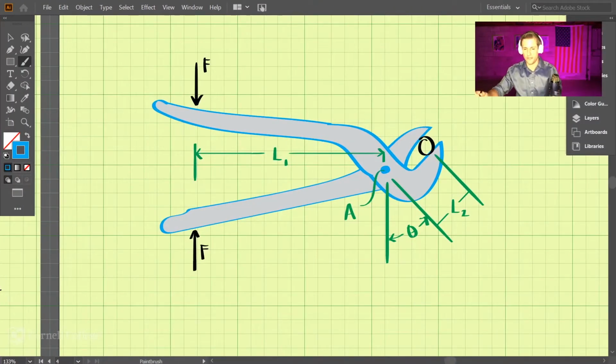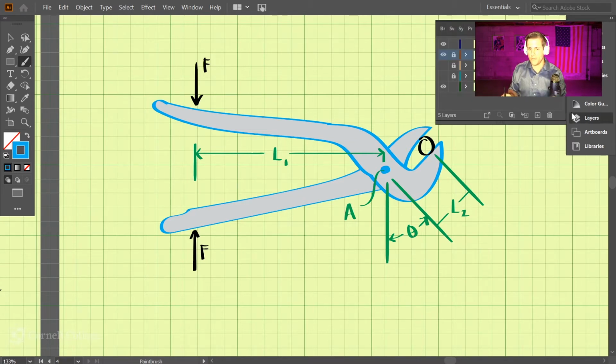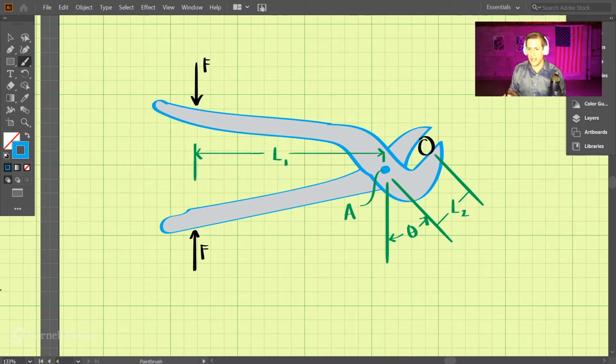So I'll move over to the desktop view, and I've drawn a simplified view of the pliers here. And I've labeled this L1. This is the distance from the force to the pin. And we have L2 here, which is the distance from the pin to the clamp, or the part that we're clamping. And then we also have theta here, which is the angle offset. Okay, so how do we analyze this?